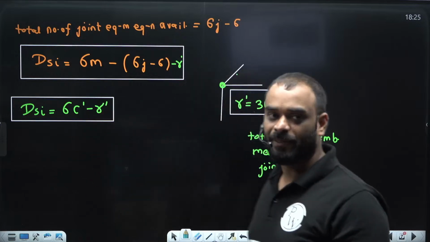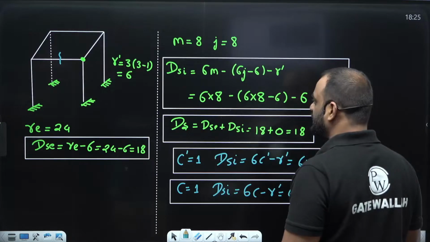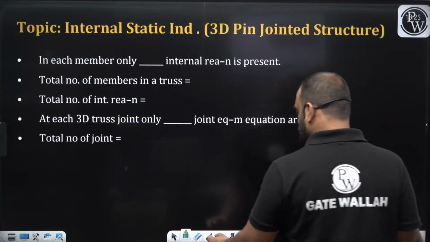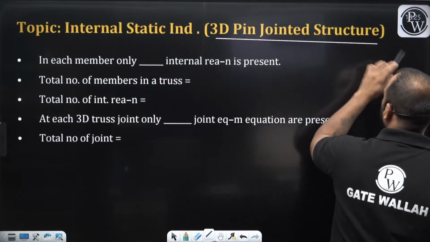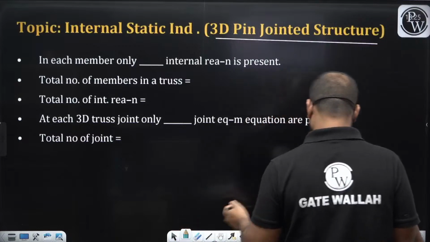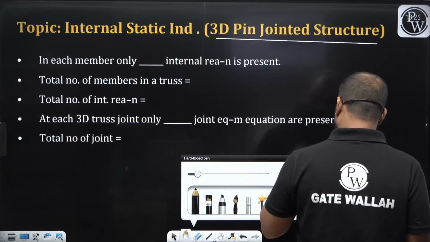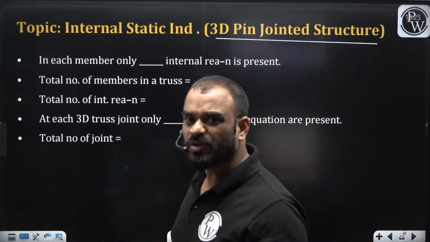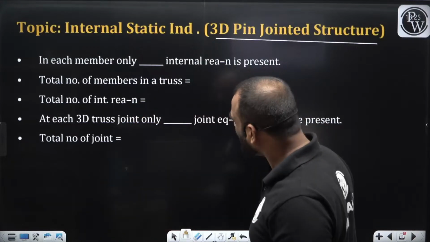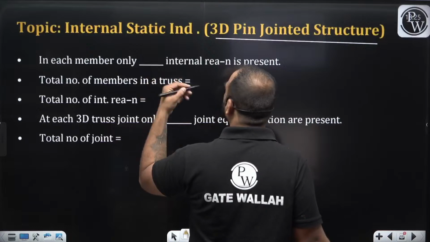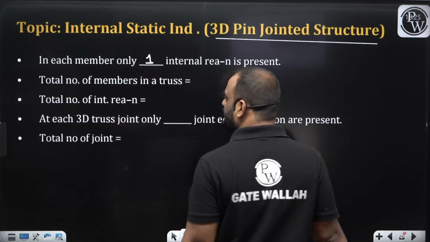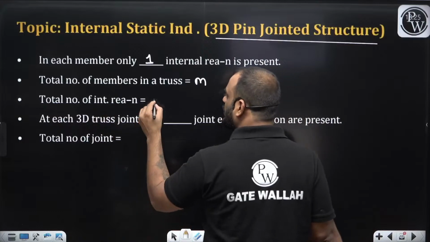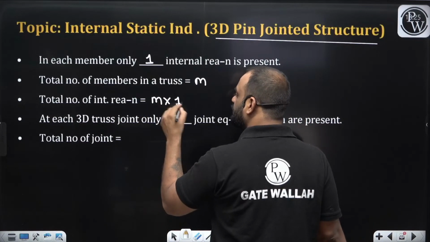Okay, so let's understand the next thing, which is our 3D pin jointed structure, again a very, very simple concept. Let us understand it very quickly, guys, because we have discussed this type of formula derivation in case of a 2D structure. So in each and every member, how many internal reactions are present? Only one. Let the total number of members in a truss be M. Total number of internal reactions is M into 1 only.